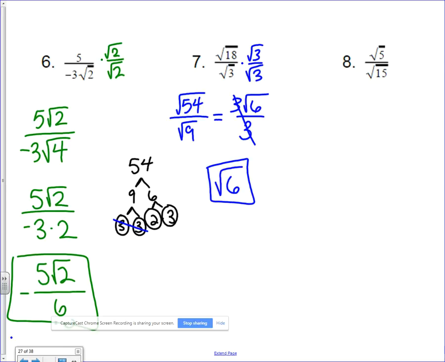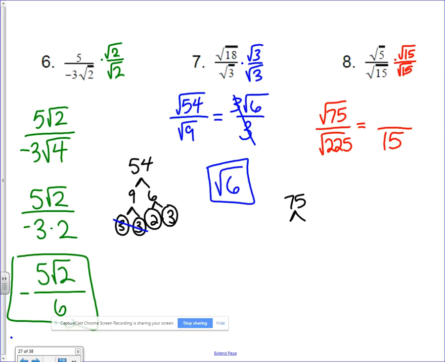Okay, what's my issue with number 8? I don't care that there's 2 radicals. The bottom one is the one I care about. How do I fix it? Multiply by radical 15 over radical 15. Okay, multiply across the numerator. What do you get? Radical 75. How about the denominator? Radical 225. Well, what's the square root of 225, folks? 15. Now, can 75 be split up?